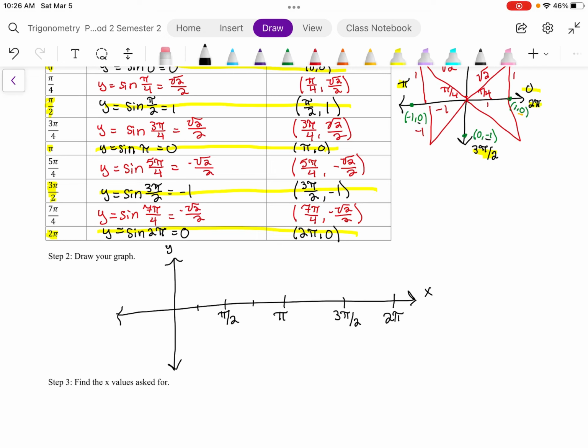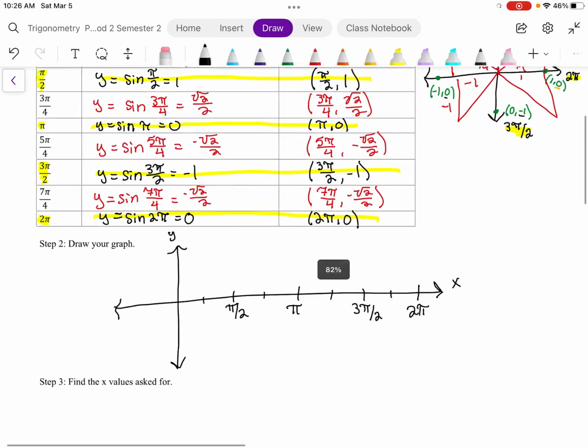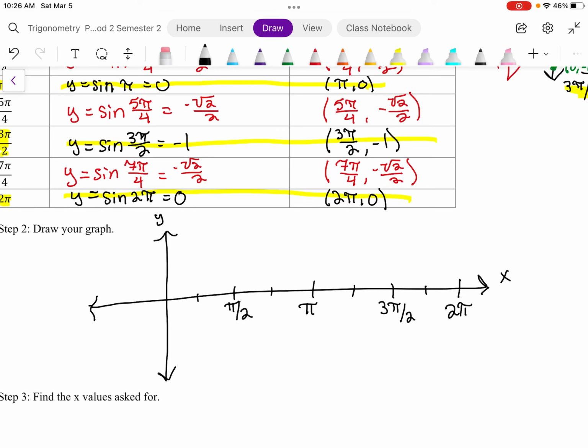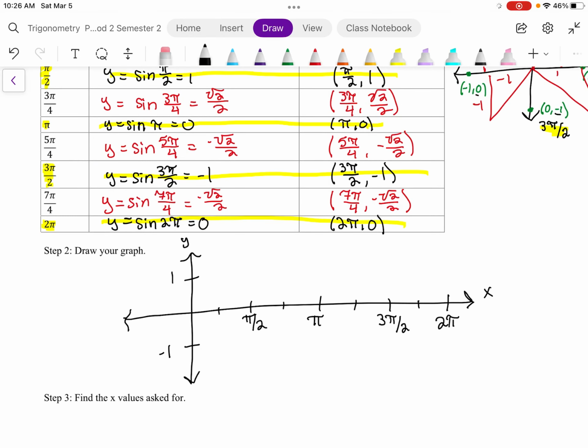And then we also have our pi over 4s, and those ones I'm just going to put the dash marks, but I'm not going to put the labels because it'll get pretty crowded. And on our y-axis, we're just going to go to 1 and negative 1 because those are the highest and lowest values we have.